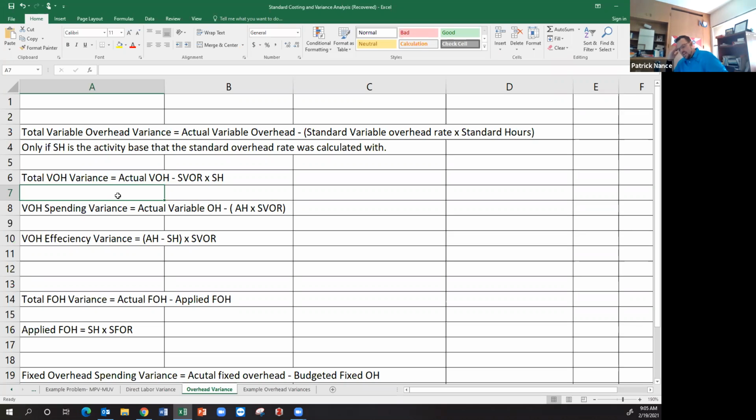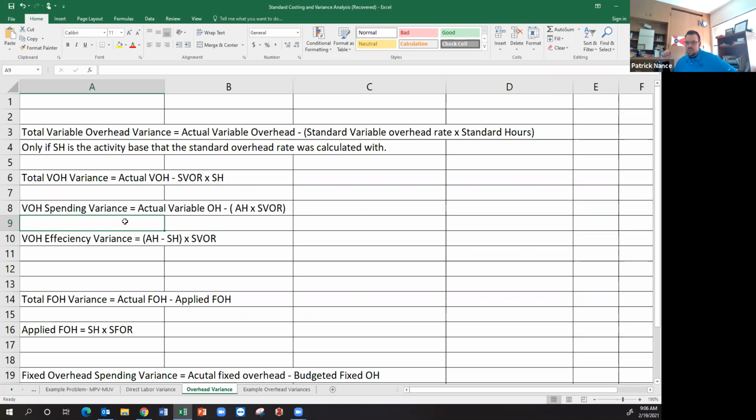Now my spending variance measures the aggregate effect of the differences between the actual variable overhead and the standard variable overhead rate multiplied by the actual direct labor hours. So we take the actual hours times my standard variable overhead rate, and we subtract that from what my actual variable overhead was. So this is basically measuring whether we spent too much, or, more accurately, whether our rate was correct or accurate when we estimated our rate in the first place.